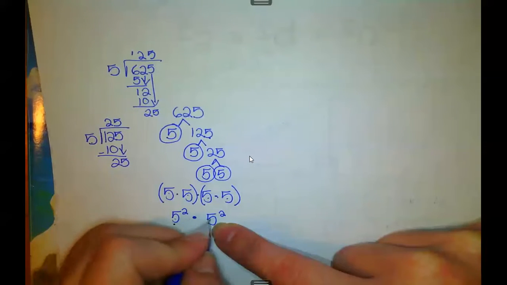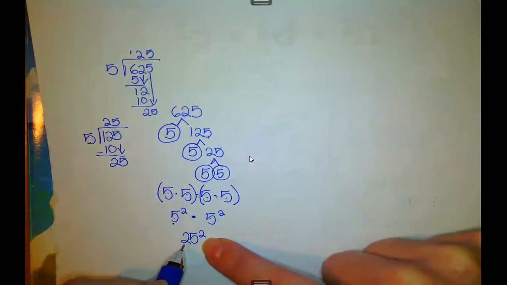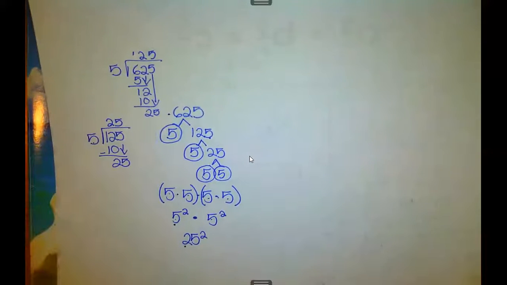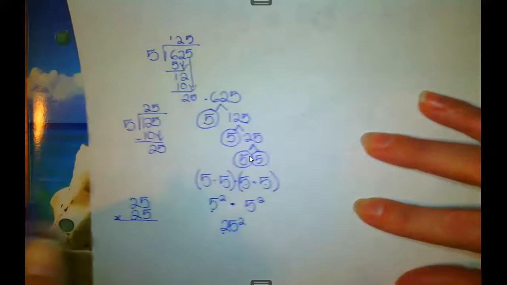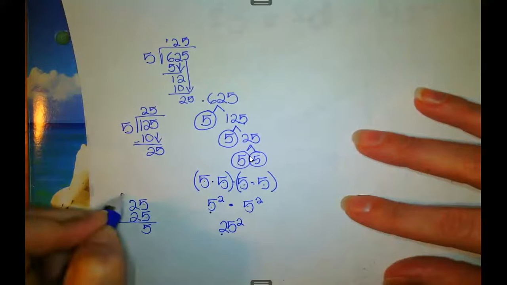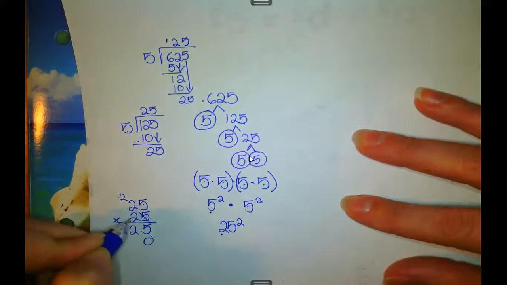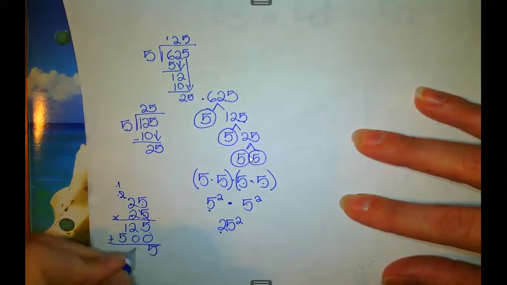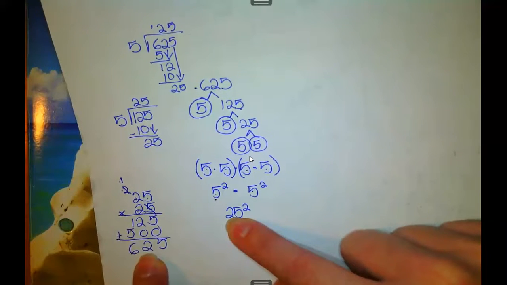So 5 times 5 is 25. So 25 squared is 625. And I'm going to prove it to you because I'm going to do the math. So 25 times 25: 5 times 5, 25; 5 times 2 is 10, plus 2 is 12, 0 out the ones. 2 times 5 is 10, 2 times 2 is 4, plus 1 is 5, boom, add: 5, 2, 6. Okay? So 25 squared gives us 625.